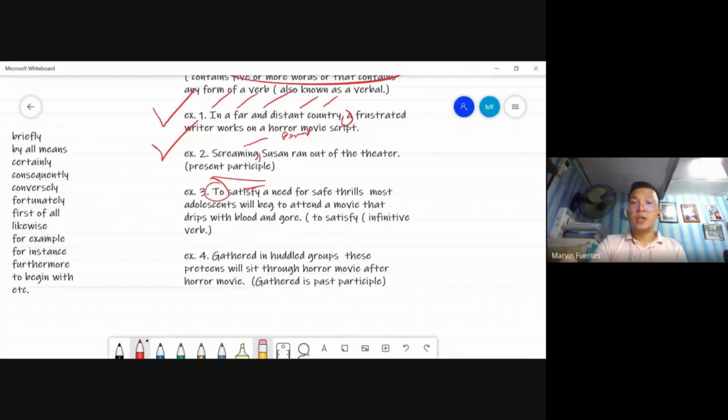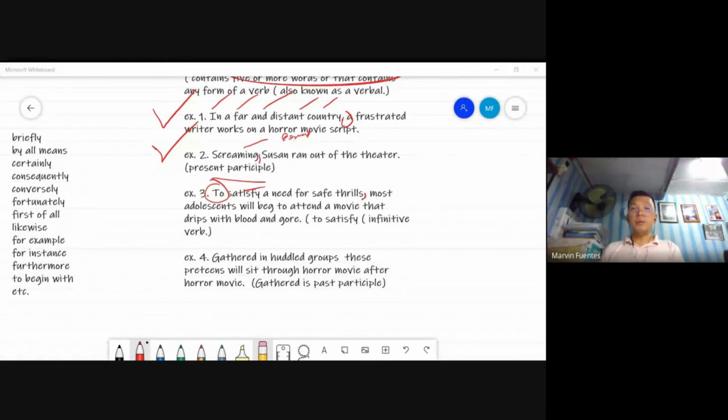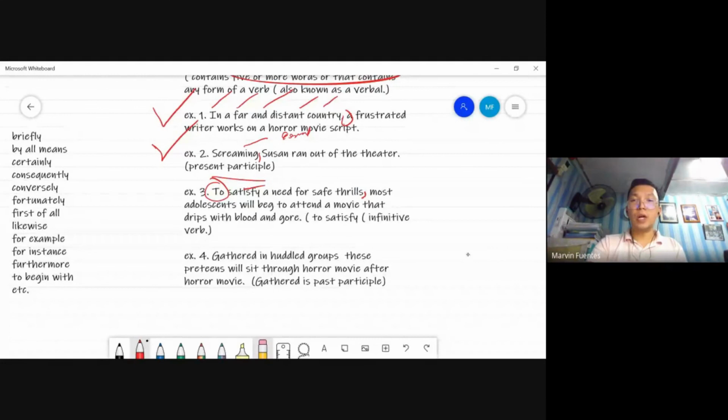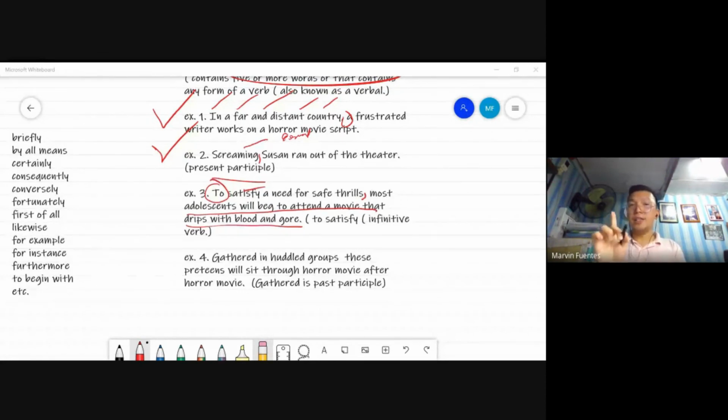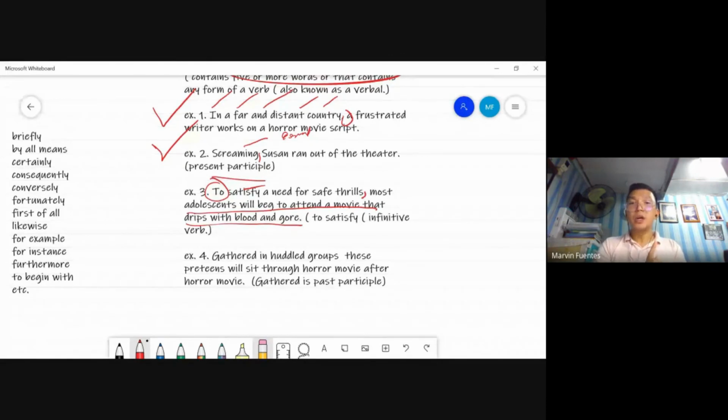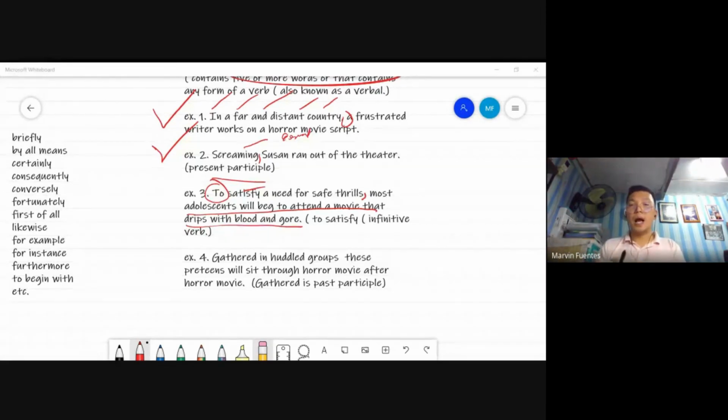Plus, you have to put a comma after the succeeding words. Okay, why? In this sentence, most adolescents will beg to attend a movie that drips with blood. That is another independent clause, or a complete sentence. So meaning, you don't have to put to satisfy a need for safe thrills and then include everything from the compound predicate.